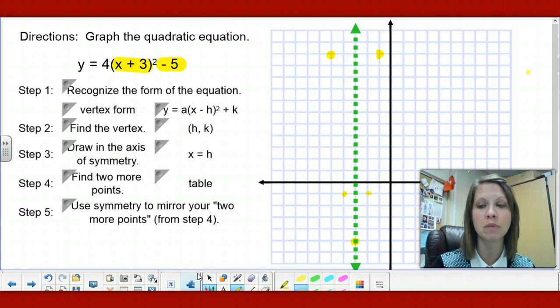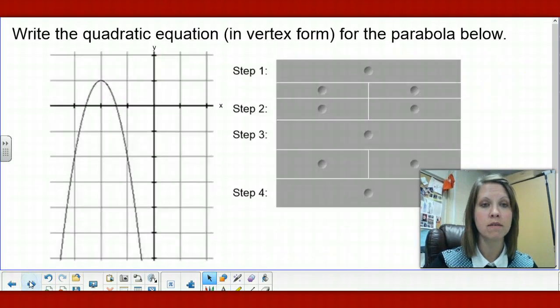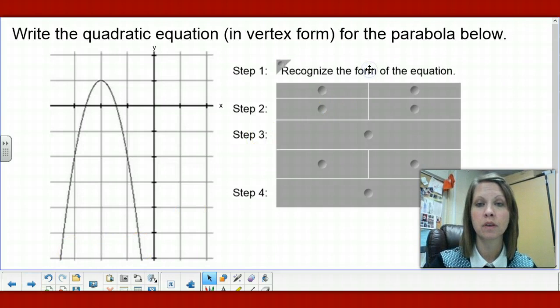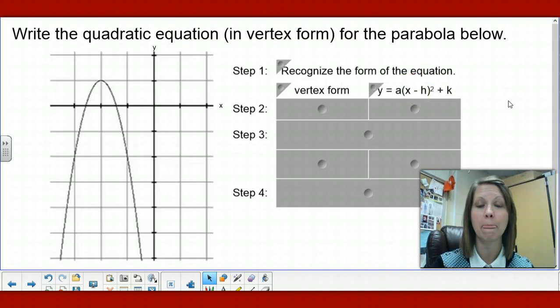I know this one's really steep, but don't make it a V. It is a U shape. Okay, let's go on to writing the quadratic equation in vertex form for the parabola that's shown. So step 1, recognize the form of the equation that you are being asked to answer with. That form is vertex form, just like it was before, and vertex form is still y equals a times (x minus h) squared plus k.